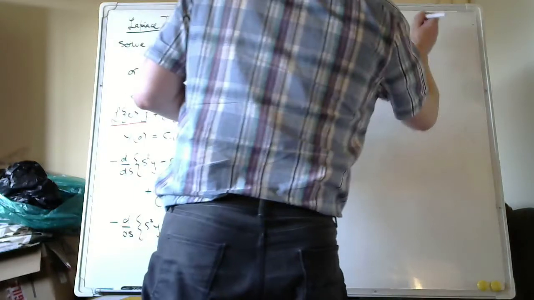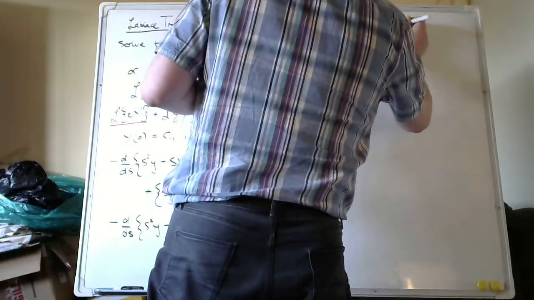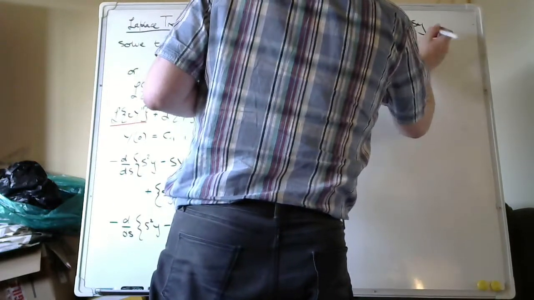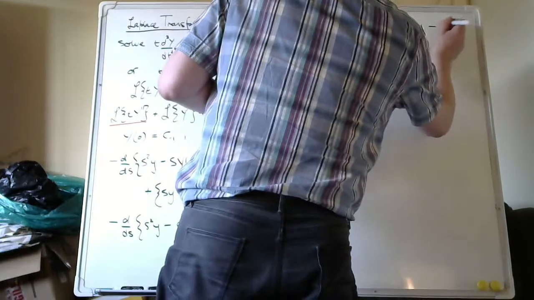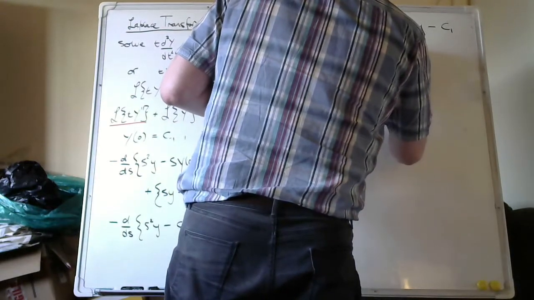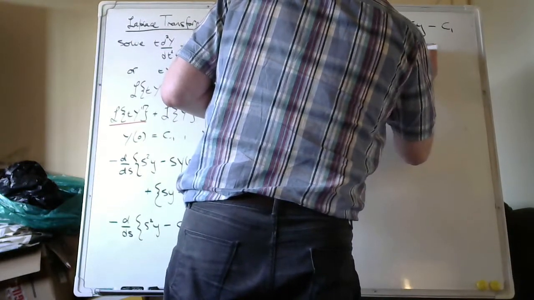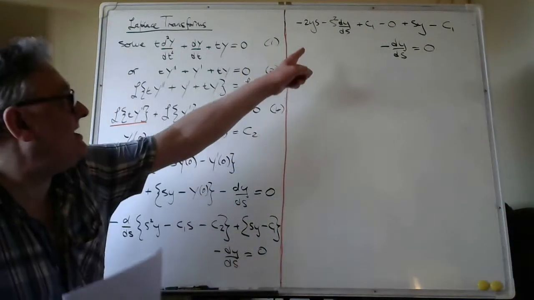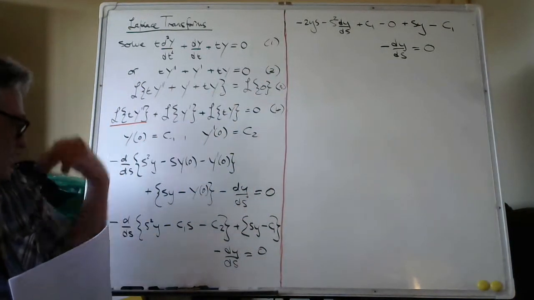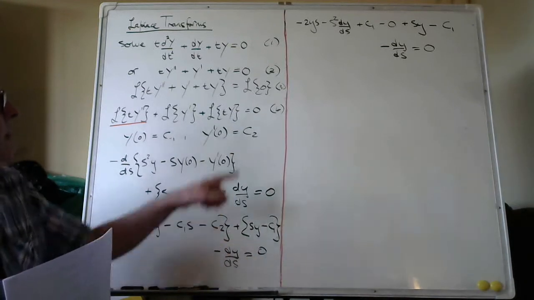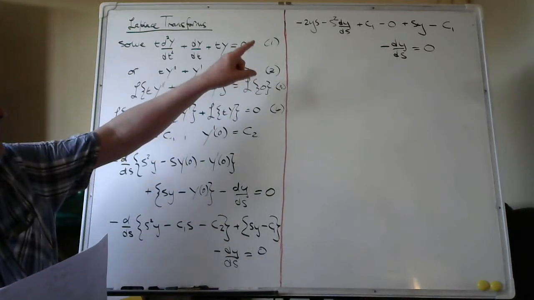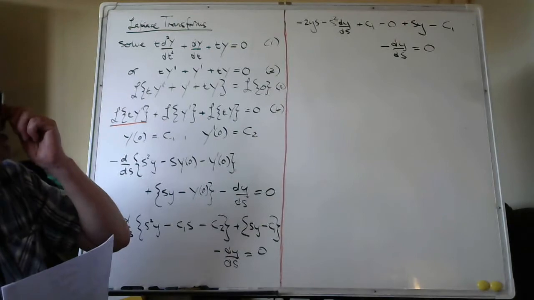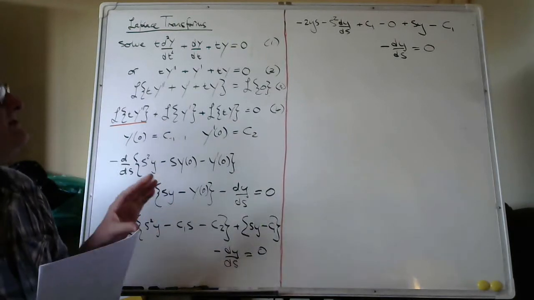And then we've got plus sy minus a constant, which is c1, minus dy by ds equal to 0. So there you can see we've got a more simplified version of this now. We've actually got a linear ordinary differential equation, which will be easy to solve when we've simplified it.